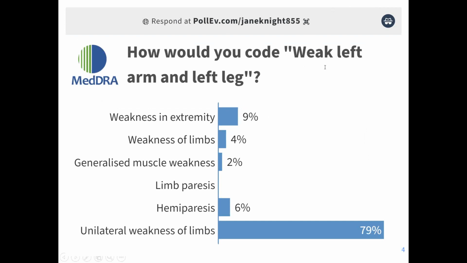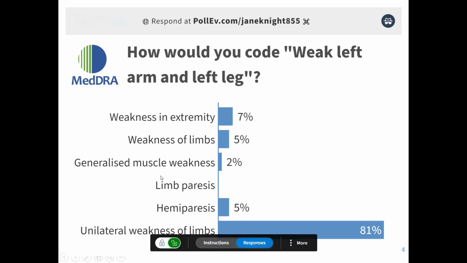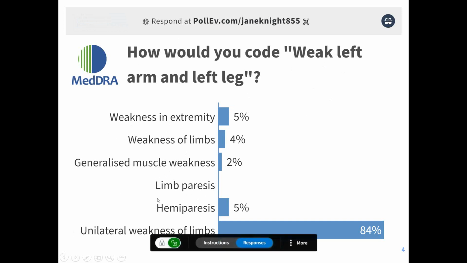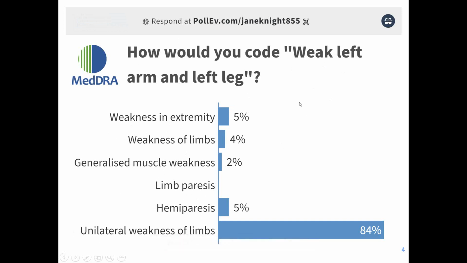I fully agree. We have the weakness, and we know it's two limbs that are affected on the same side. It's the left side, so it's a unilateral weakness of the limbs. Some of you are also voting for hemiparesis, and some for the weakness terms. But remember, try to capture as much information as possible when coding. So we have information here about laterality and that the left arm and the left leg is affected. So the unilateral weakness of limbs really would best reflect what has been reported here.